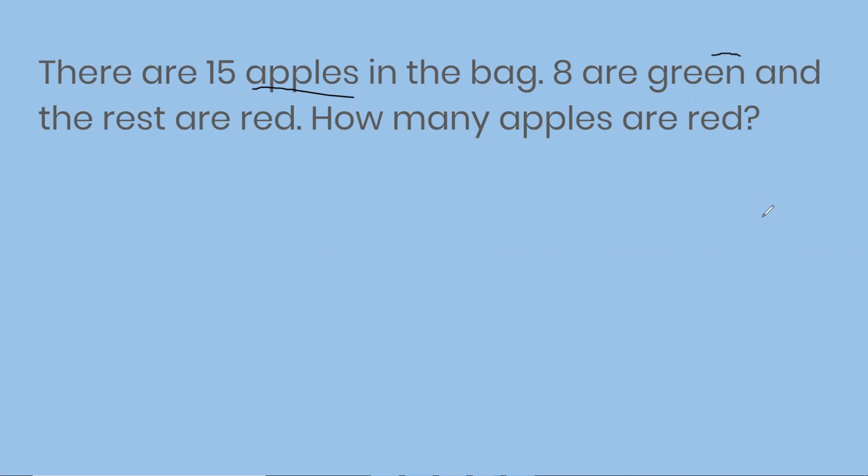So we know that some of the apples in the bag are green and some of the apples in the bag are red. Okay, how many apples do we have total? Do we know? Yes, we do know. We know that there are 15 apples in the bag. Okay, that is going to be our total. I'm going to put a T for total. Okay, do we know one of our parts? Well, we know that 8 of those apples are green. So that is one of our partners.